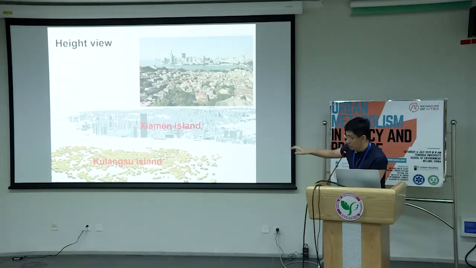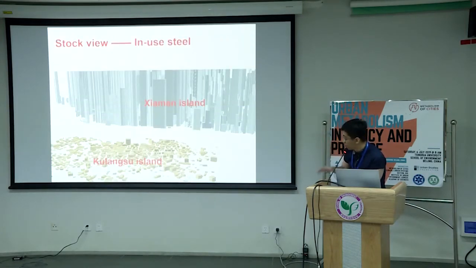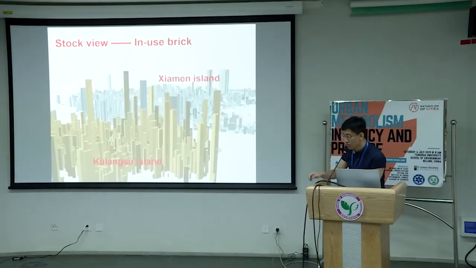You can find a contrast of building height first. The flat buildings on Gulangyu Island and the high buildings, skyscrapers, on Xiamen Island. So that's the normal height view. If we move our perspective from what we can see to a stock view of in-use steel, you can find the gap between these two islands is wider, because most of the buildings on Xiamen Island belong to the reinforced concrete structure, so we use huge amounts of steel to build them. But on Gulangyu Island, the buildings belong to the brick concrete structure, so we use huge amounts of brick to build them. So that gap is filled in these pictures.